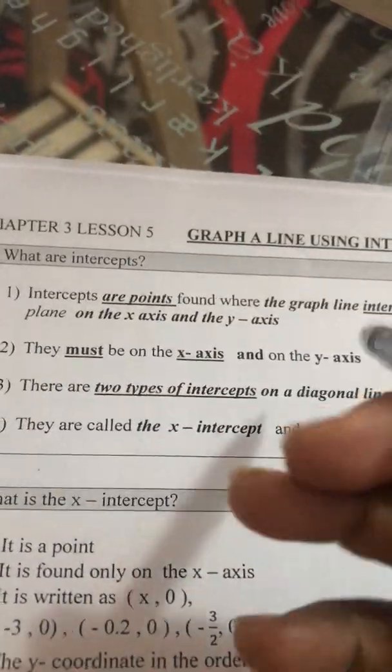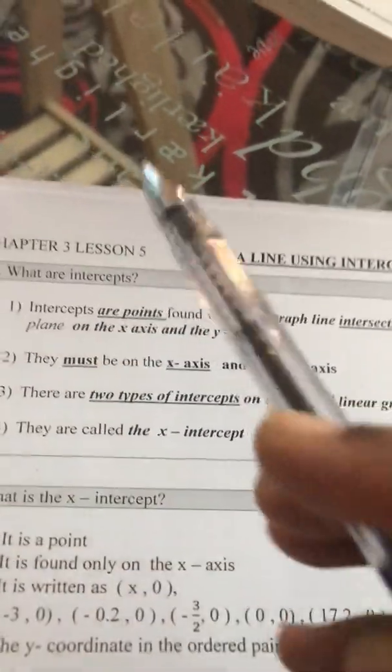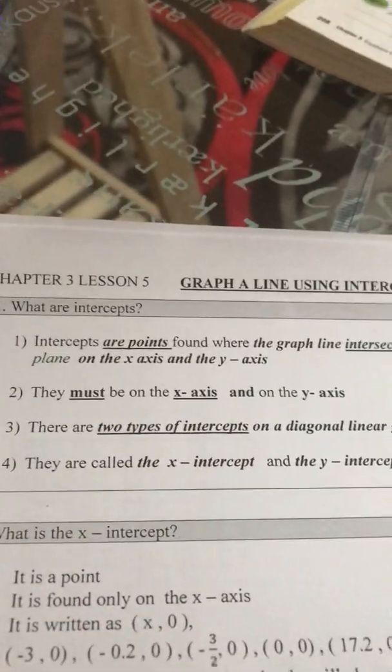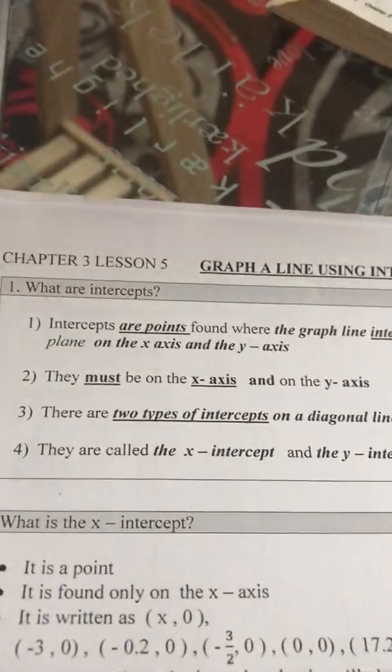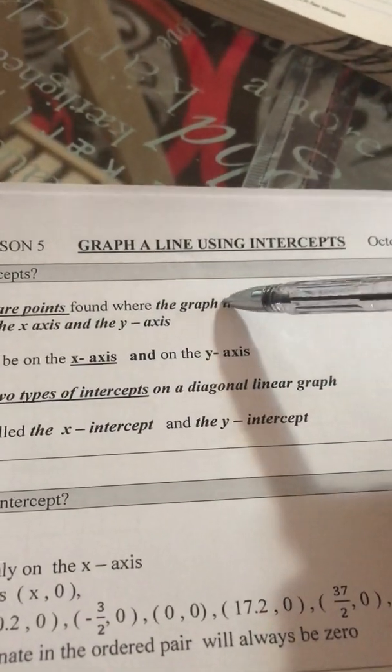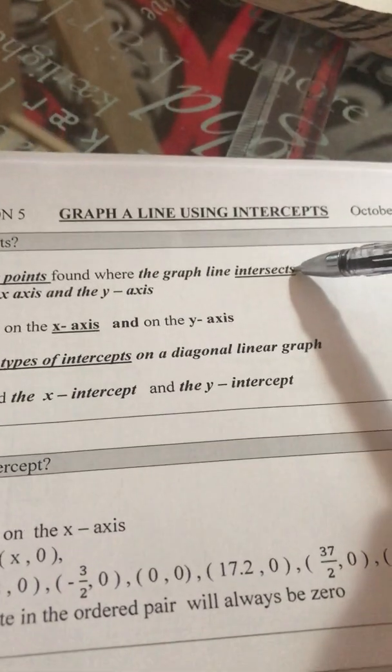So in your book, the heading, chapter 3, lesson 5, graph a line using intercepts and the date. All right, the question is, what are intercepts? Okay, we've said over there, intercepts are points. They're nothing else but points. That means they are ordered pairs. That means you need to give me two numbers, and they're supposed to be in bracket and separated by a comma.